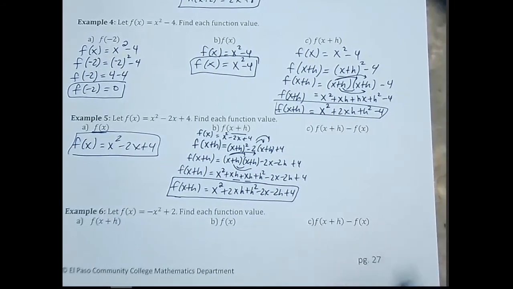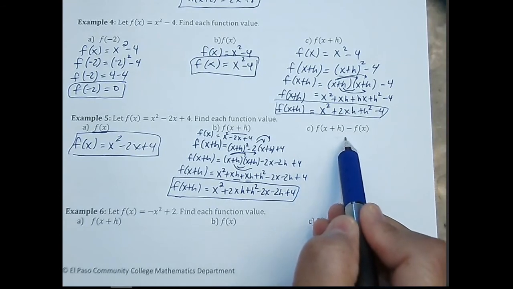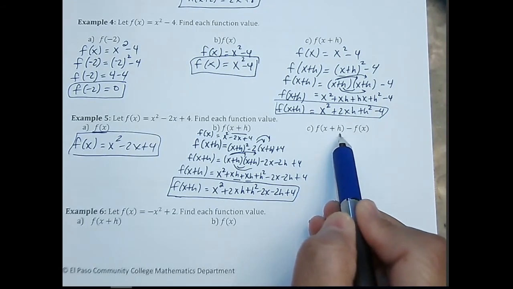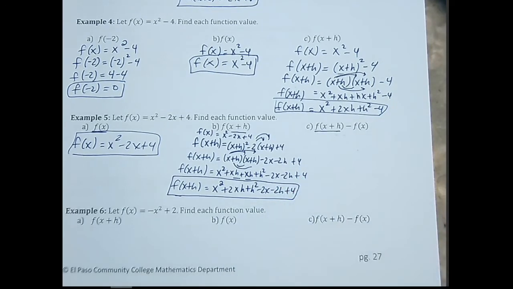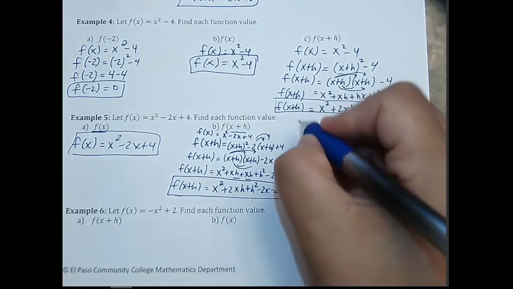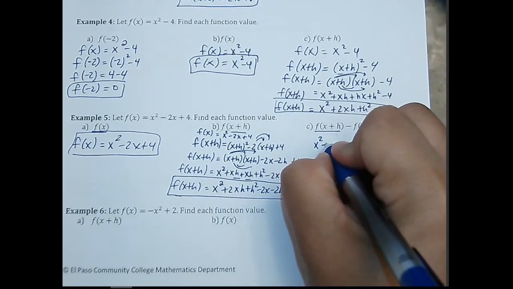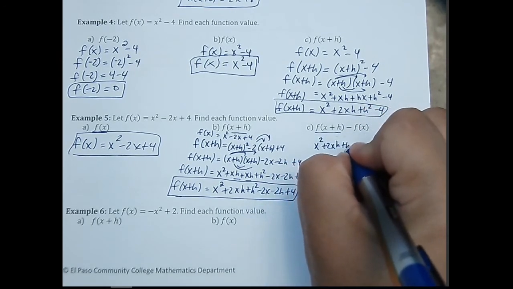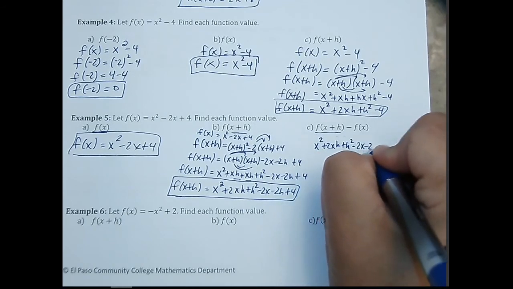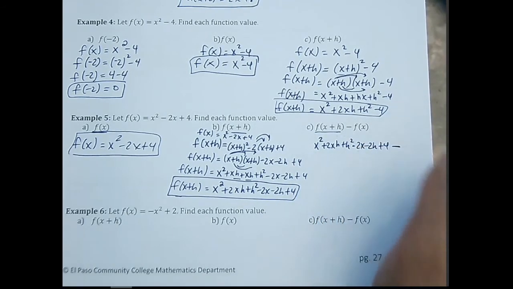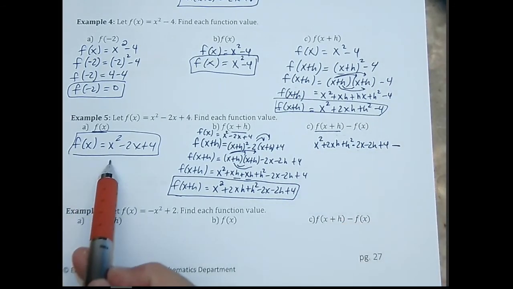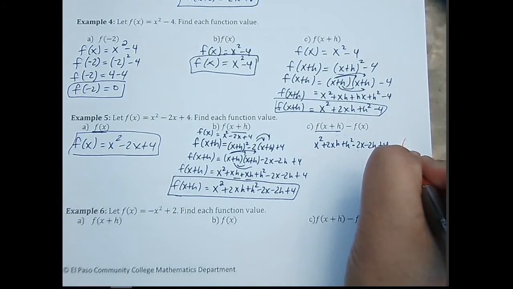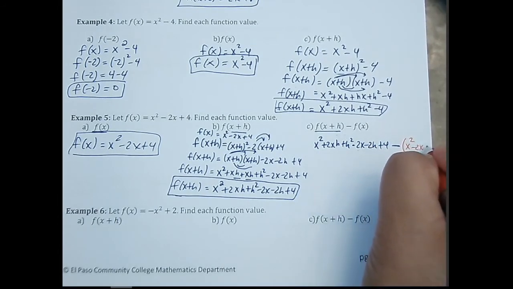So now for letter C, they want us to subtract this function, f of x plus h minus f of x. Well, we already know what we got for this. That was for letter B, so I'm going to write that down. Minus f of x. Well, f of x is what we got for letter A. So I'm going to put this in parentheses, which is very important: x squared minus 2x plus 4.